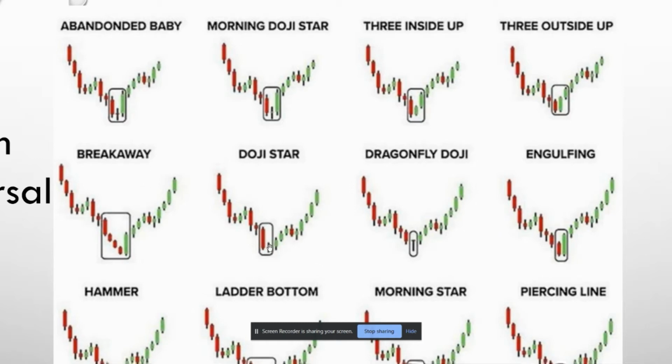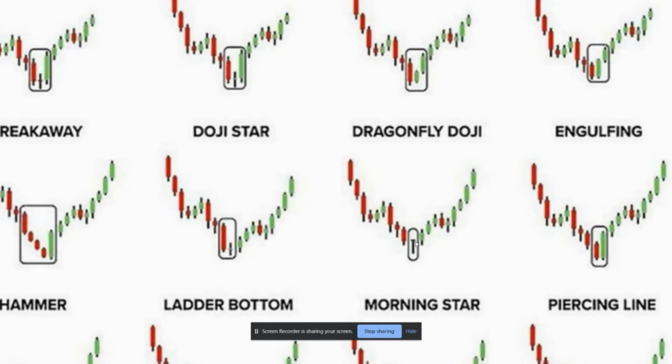Doji star. Once you see this, it shows a form of indecision in the market, whereby the opening and closing positions are in the same region after a bearish candle. After that happens, you can go in for your buys and start scalping. Then we have the dragonfly doji. The dragonfly doji looks something like this. Let me zoom this a bit. I'm sure it's not clear, but you can always do your research to see these images clearly.